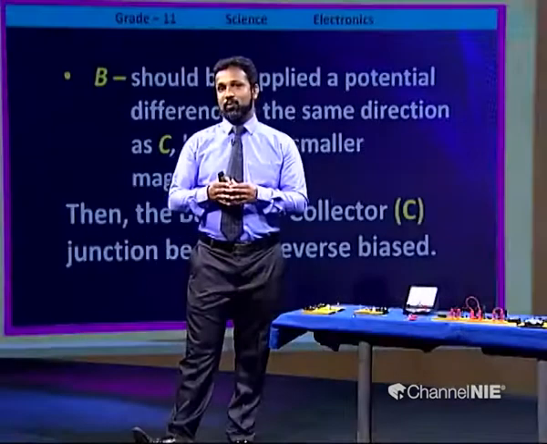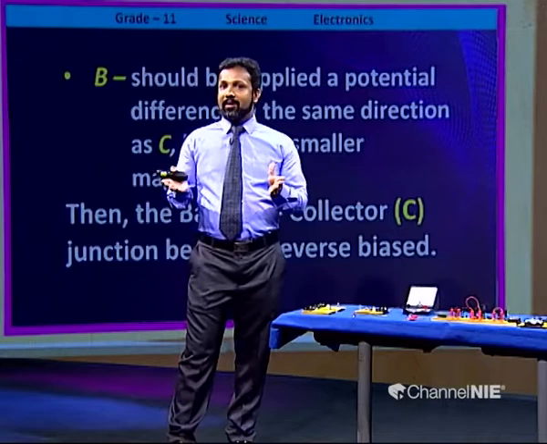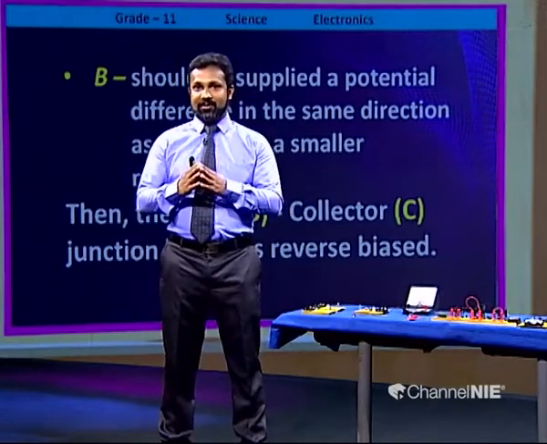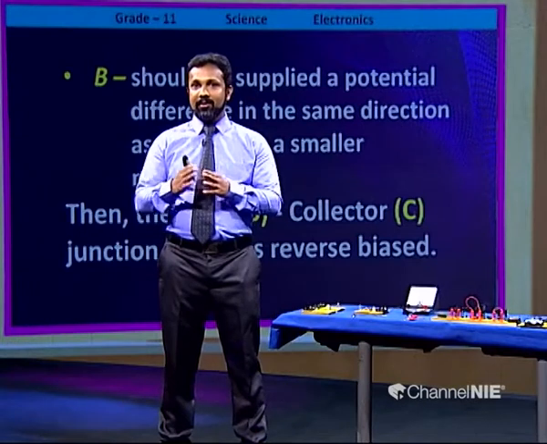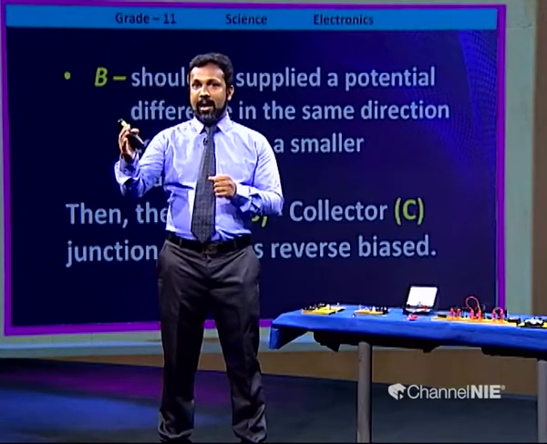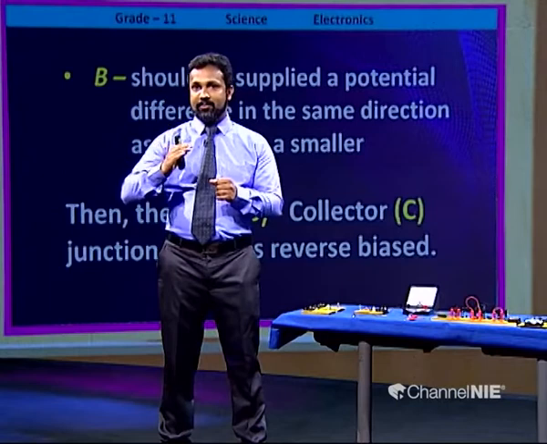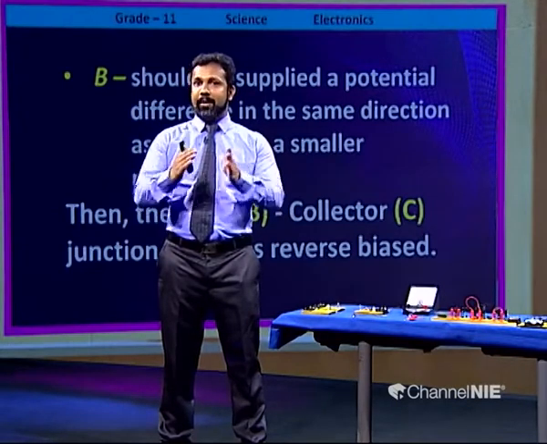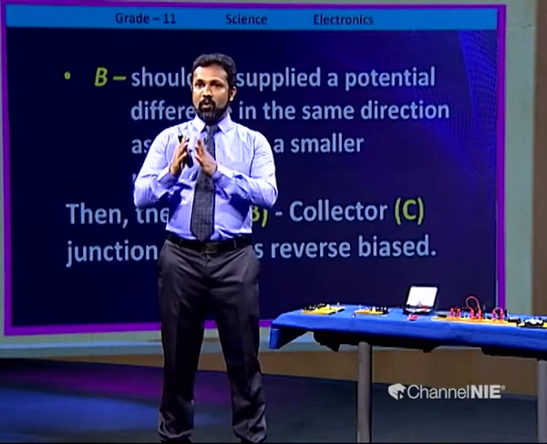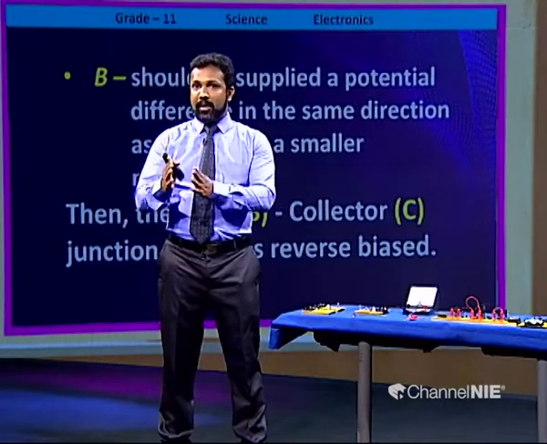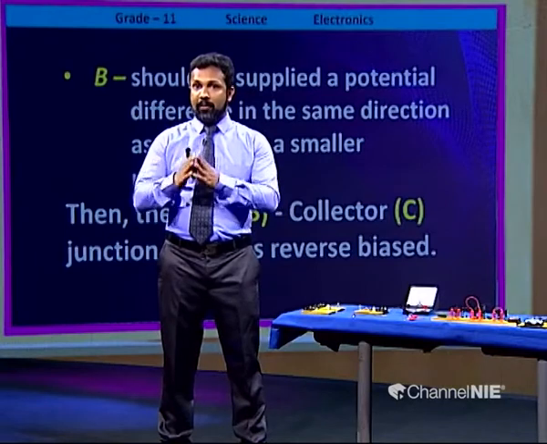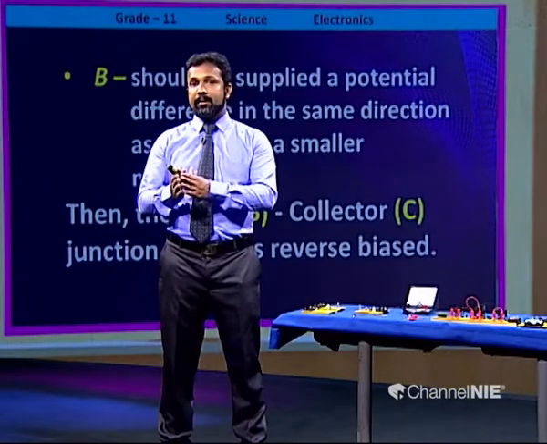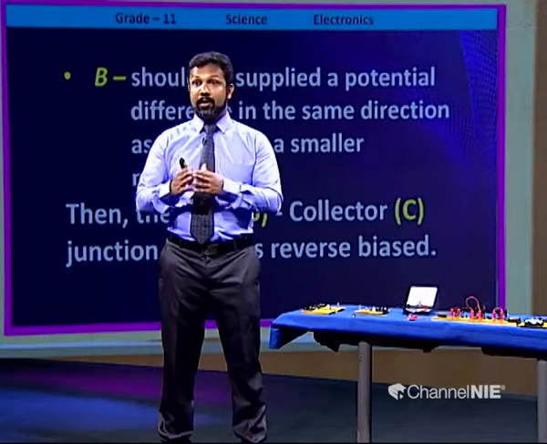Why do I say so? You can remember a transistor consists of two p-n junctions. One is the collector and base p-n junction. The other one is the emitter and base p-n junction. So when supplying the voltage in the way I explained earlier, the base collector junction becomes reverse biased.